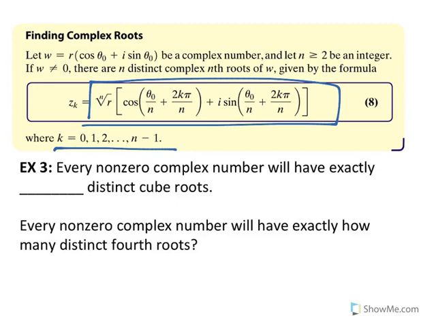So example 3 says every non-zero complex number will have exactly how many distinct cube roots? Well, then we'll have 3. That's what this is saying, n distinct nth roots. So every non-zero complex number will have exactly how many distinct fourth roots? And we'll have 4.